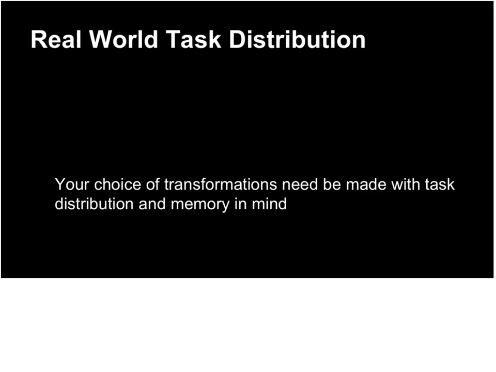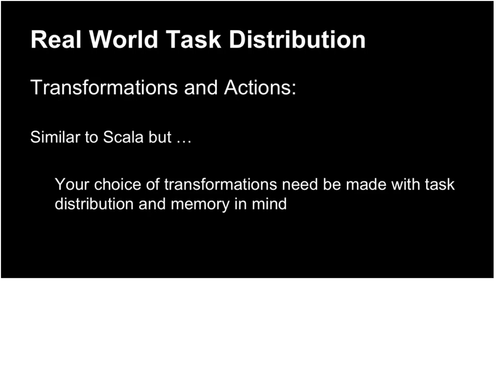All right, so let's talk a little bit about real-world task distribution. You've seen some simple examples before that show how easy it is to get started with Spark. But how do you structure your Spark application for real-world task distribution? For starters, RDD operations are similar to the Scala API, but it's important to note that your choice of operations and the order in which they are applied is critical to performance. You must organize your processes with task distribution and memory in mind.